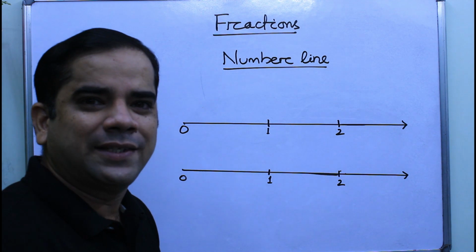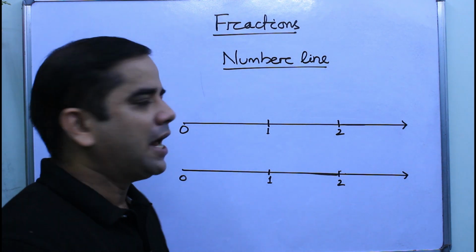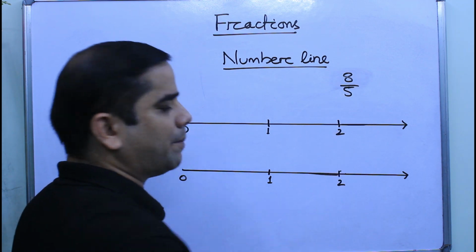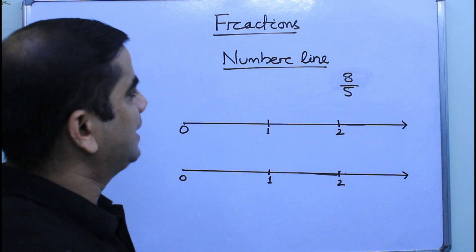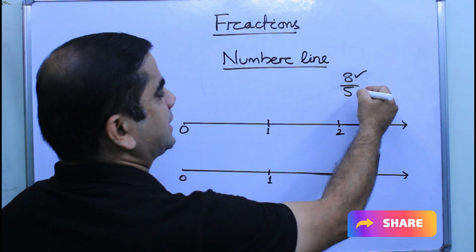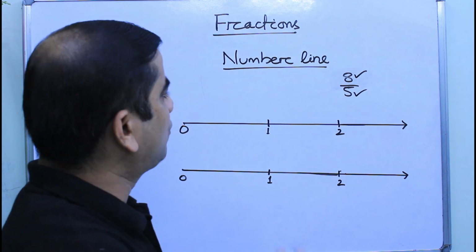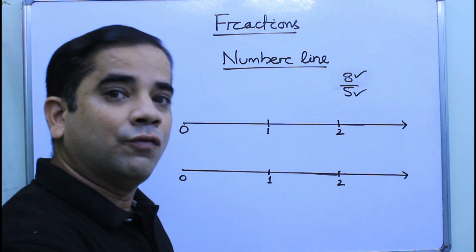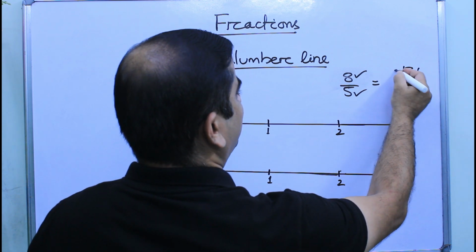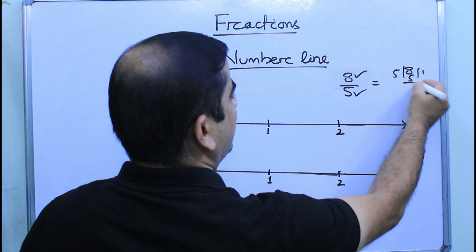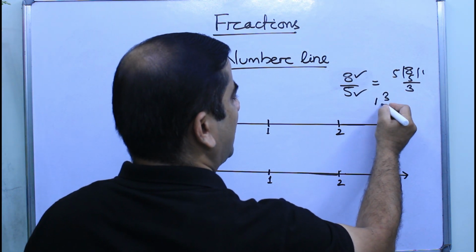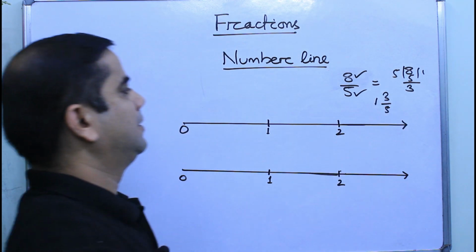Okay? Students, here we have two number lines and we will represent 8 by 5 on these two number lines in two different ways. Okay? This is an improper fraction because here the numerator is greater than the denominator. And we know we can convert it into a mixed fraction. So how can we convert? 8 divided by 5, that is 5 1s are 5. Remainder is 3. So 8 by 5 is nothing but 1 whole 3 by 5 in mixed fraction.